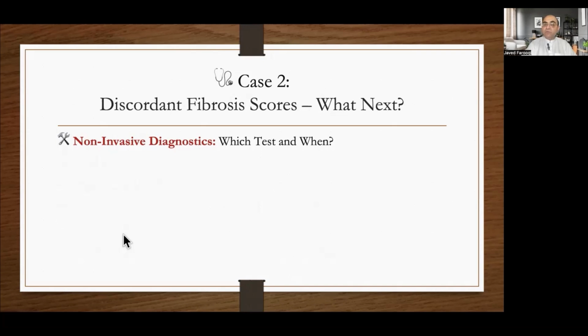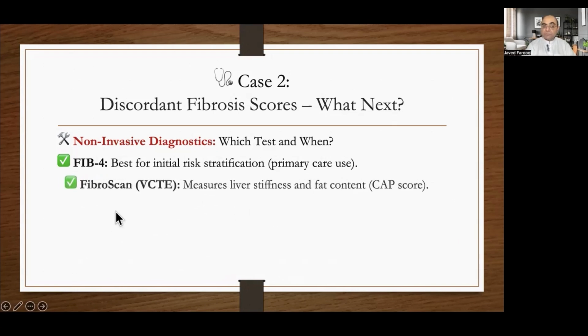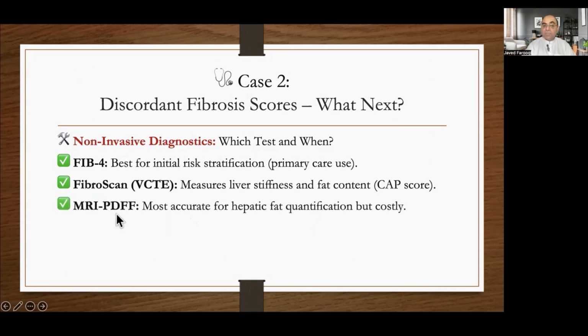Among the non-invasive diagnostics, which test and when should it be used? FIB4 is best for initial risk stratification in primary care use. FibroScan measures liver stiffness and fat content by CAP score. MRI PDFF is the most accurate for hepatic fat quantification, but it's costly and not widely available.